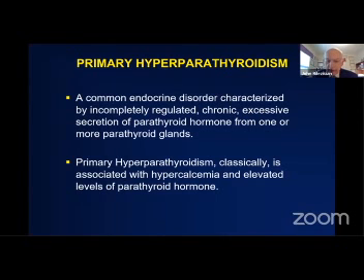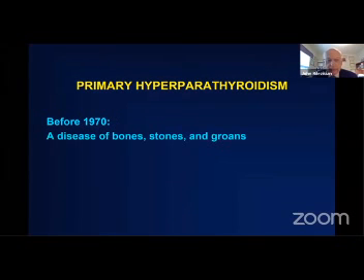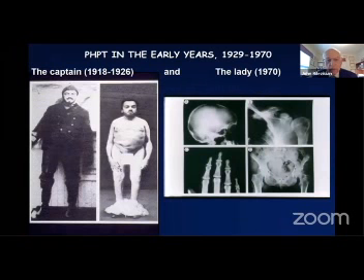Some patients don't have frankly elevated levels of parathyroid hormone, but they are inappropriate for the presence of hypercalcemia. We won't have time today to talk about another variant that is normocalcemic primary hyperparathyroidism. This disorder can be characterized in three generational phenotypes. And in most of the world before 1970, this was a disease of bone, stones, and groans.